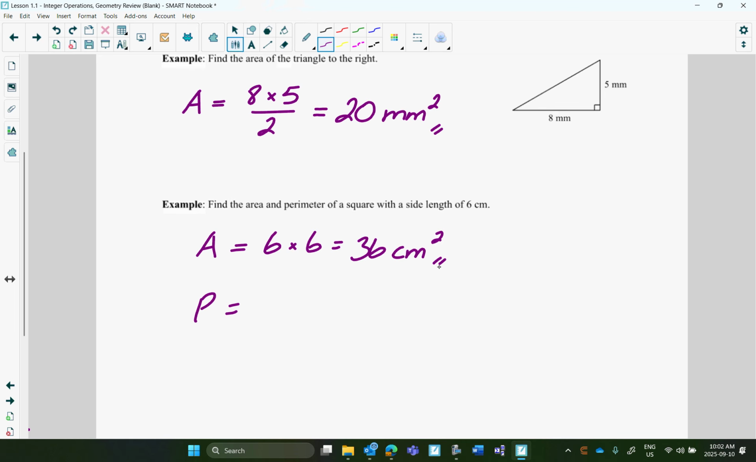And perimeter? Couple ways you could do it. You could do 6 plus 6 plus 6 plus 6, right? Or you could do 6 times 4. Either one is correct. Okay? Do it the way that you're comfortable with. And it's centimeters. Means the same thing.